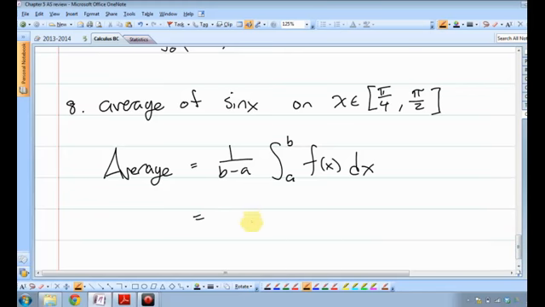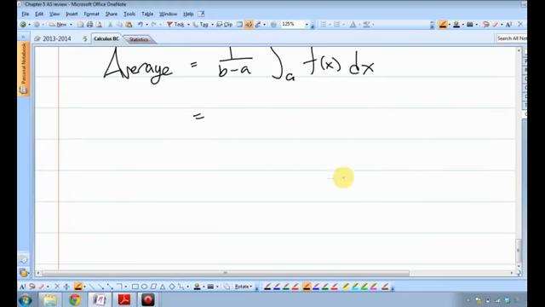Average is equal to 1 over b minus a. B minus a is pi over 2 minus pi over 4. Integral from pi fourths to pi halves of sine x dx. Okay. Pi over 2 minus pi over 4 is pi over 4. So that turns into 4 over pi.